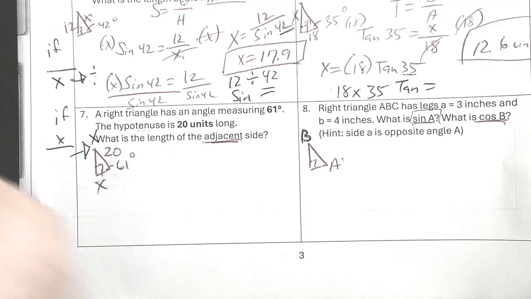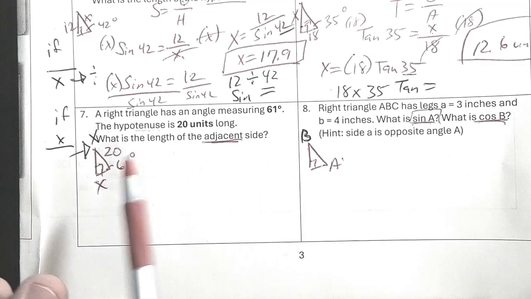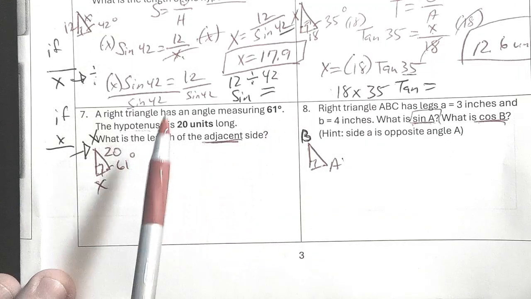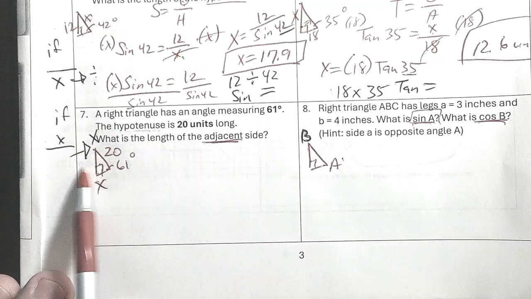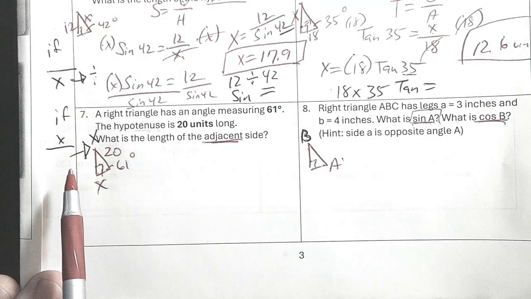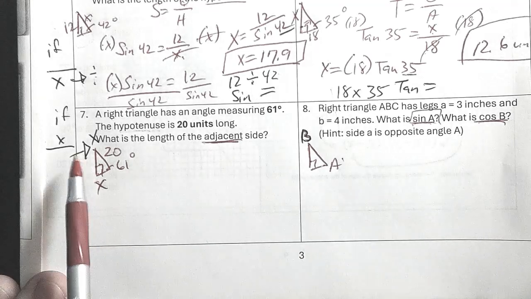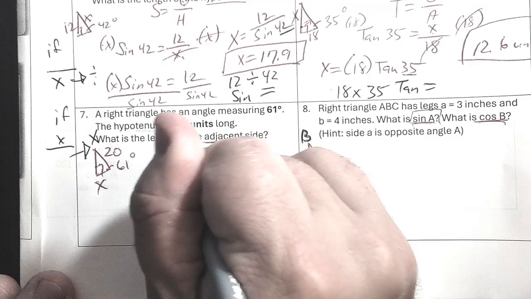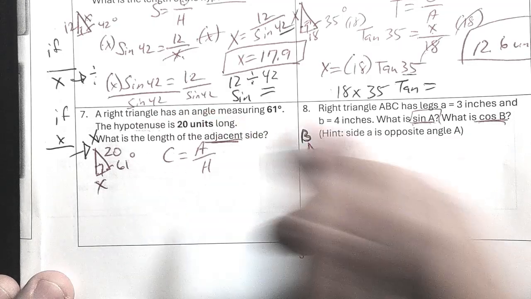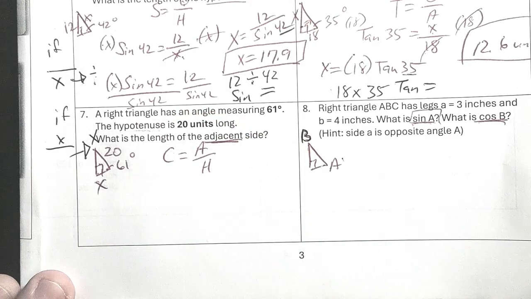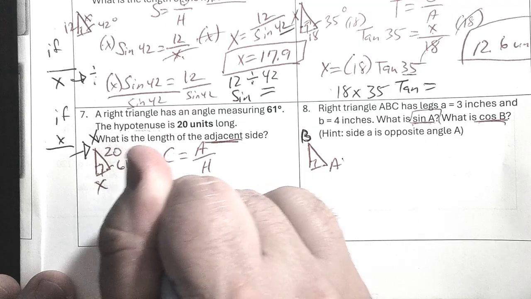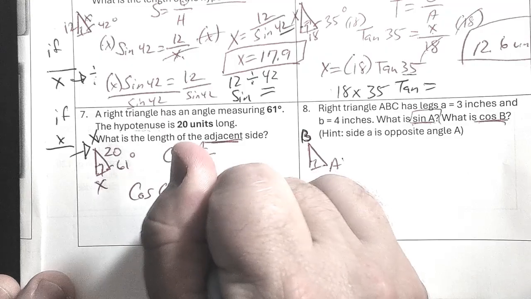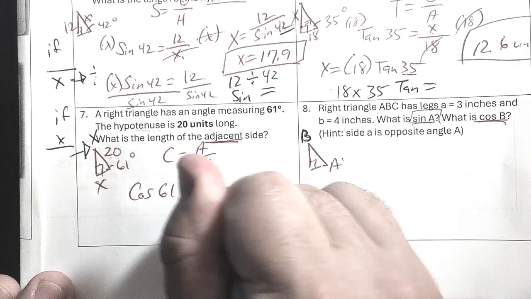All right, now to our problem. So we had a hypotenuse and adjacent. So that left out opposite, this guy. Well, if you look, opposite goes with sine and tangent, so we have to use cosine. So cosine equals the adjacent over the hypotenuse. So in our case, cosine 61 equals the adjacent, which is x, over the hypotenuse, which is 20.